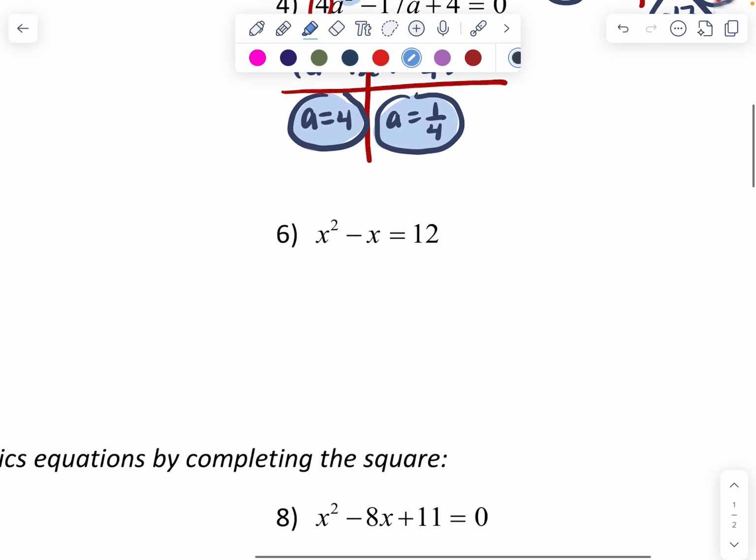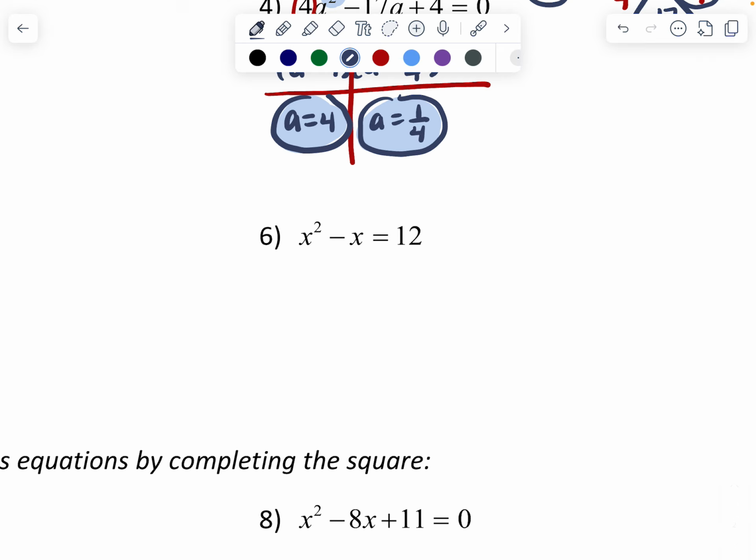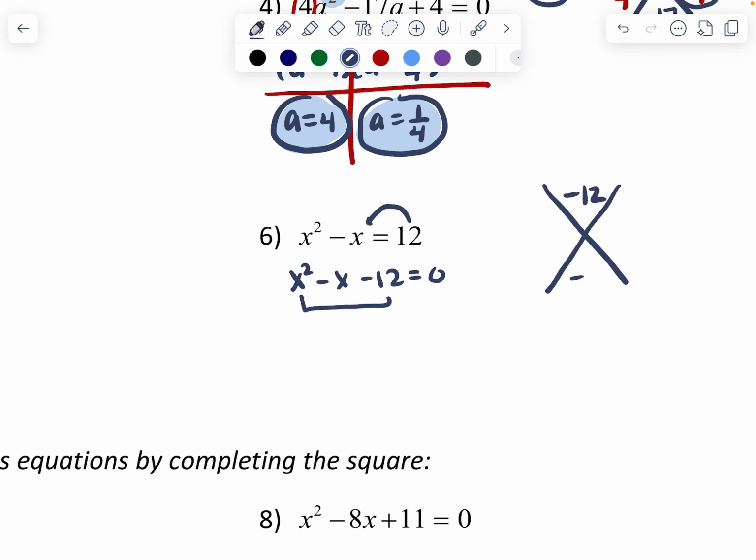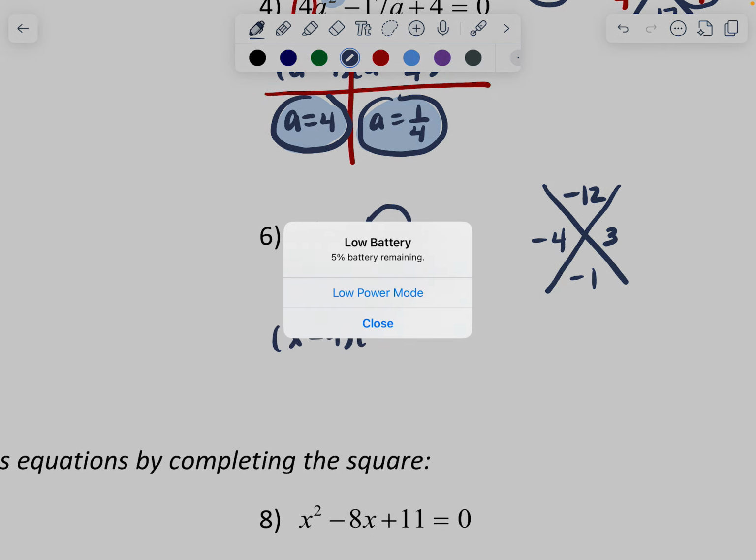Okay, let's look at 6. All right, is it equal to 0? No, it's not. So let's do that. Let's move the 12 over. So this is going to be x squared minus x minus 12 equals 0. Okay, this kind of factoring, that's just big ol' X. So I'm going to have a negative 12 on the top, negative 1 on the bottom. This is negative 4 and positive 3. So it's going to factor to x minus 4, and then x plus 3.